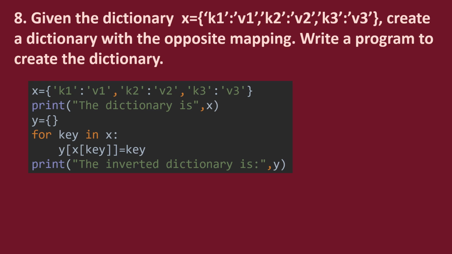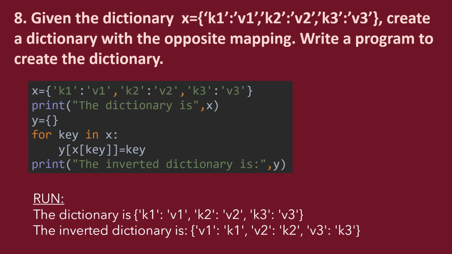Now we have to create another dictionary, let's say Y. Now for key in X, Y within square brackets, X of key. You can see X of key will actually give you the value. So that will act as a key for this dictionary Y. And the actual key will be assigned as the value for this dictionary. Okay, so at the end of this loop you will get the inverted dictionary. So once you run it, you get the output like this. The original dictionary is like this, K1 V1 K2 V2, and the inverted dictionary is like this, V1 colon K1, V2 colon K2 like this.